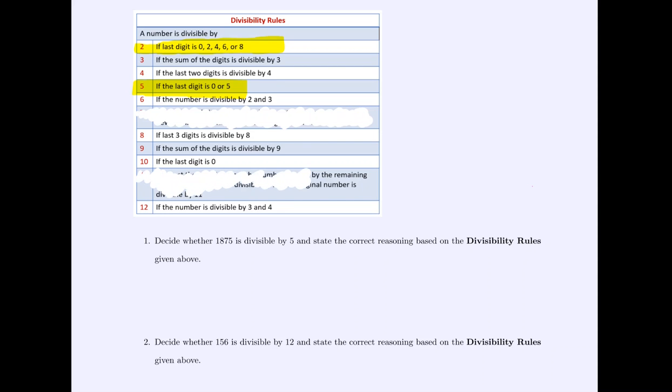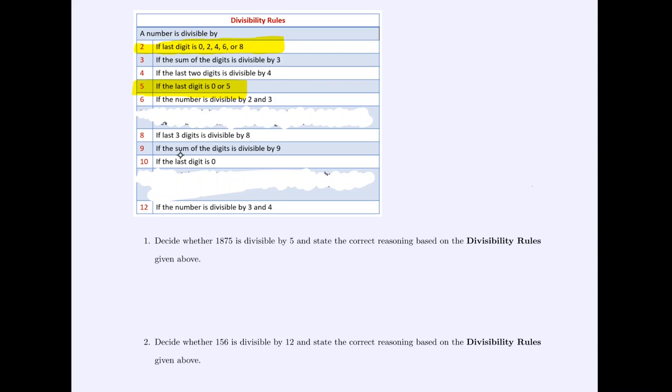Now I'm going to say for 7 and 11, these rules, while interesting, are a bit complicated, so I wouldn't ask any divisibility rules based on 7 or 11, so if you want you can just cancel these out of your notes. So let's continue. 8 is divisible if the last 3 digits are divisible by 8. So kind of like the last two digits for 4, except now it's 3 digits.